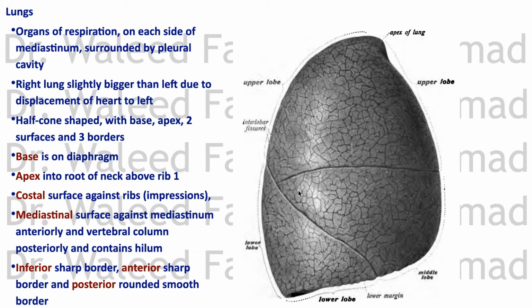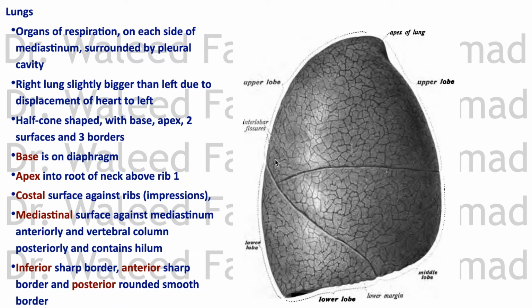the lung, actually. Each lung has an apex, has a base which is related to the diaphragm, has a medial surface, has the hilum, and has a lateral surface or costal surface. Costal surface related to the ribs, anterior sharp border and inferior sharp border, and a posterior, actually it's not a border, it's a blunt, curved surface, but you can call it a blunt border. Okay, so the lung has an anterior sharp border, an inferior sharp border, and a posterior surface.